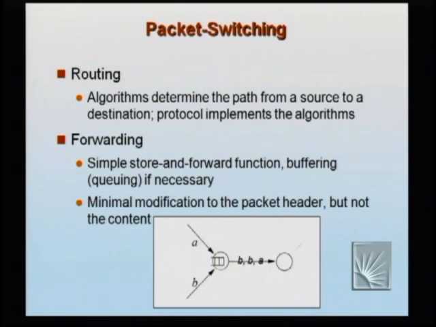The core of the network performs two main functions. The first one is routing. Routing means we need to decide the path from the source to the destination. What is the optimal path? Sometimes it's not easy to find the optimal path, but maybe we can find an efficient path. Those are routing algorithms, and then we need to design protocols that implement those algorithms. That's the routing part.